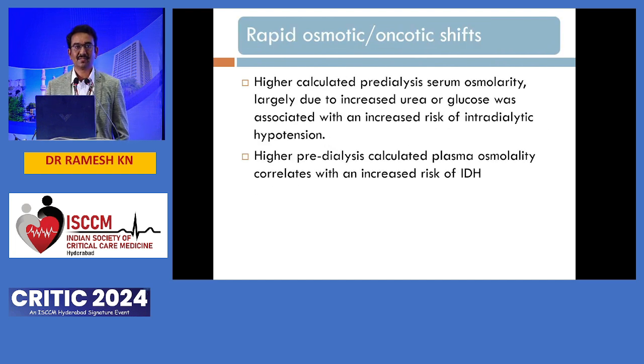So the next mechanism is rapid osmolytic shift. A higher pre-dialysis serum osmolality will have a higher incidence of intradialytic hypotension. The osmolality, mainly because of urea and glucose, will decide whether the patient will have hypotension or not.